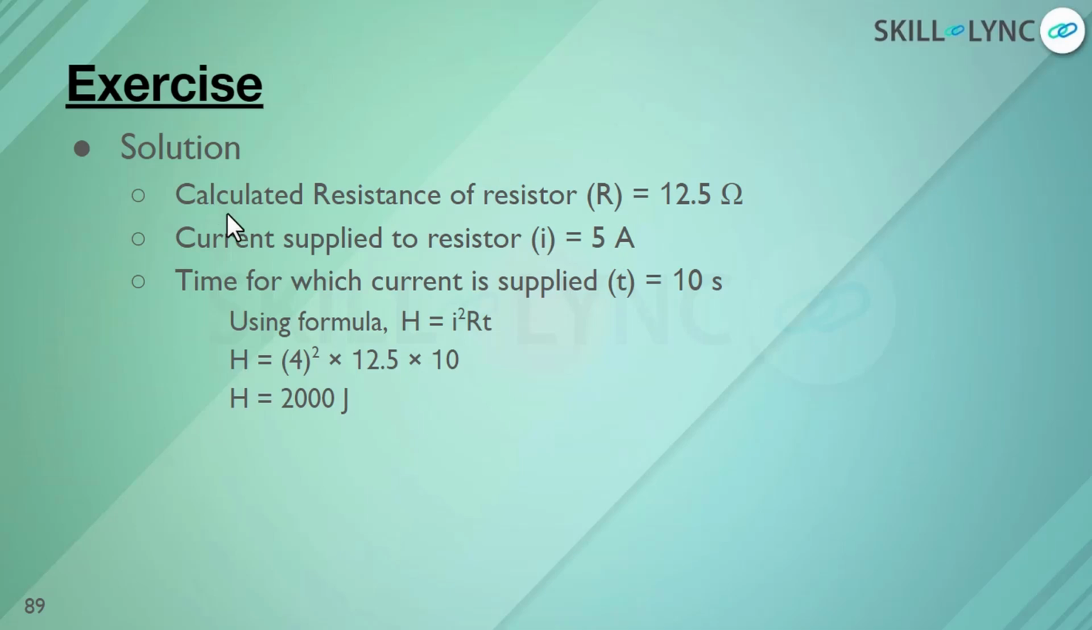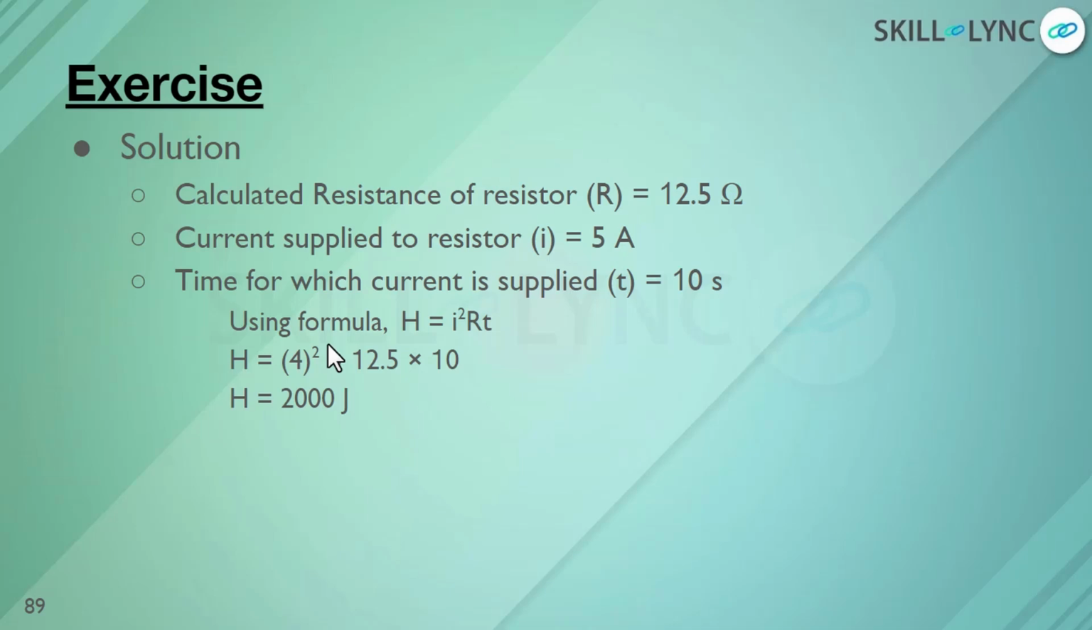Further, the next part of the question asks us: the calculated resistance of the resistor R is 12.5 ohms. Current supplied to the resistor I is equal to 5 ampere. Time for which the current is supplied is 10 seconds. The question asks us what is the heat generated if the current is changed to 5 ampere.